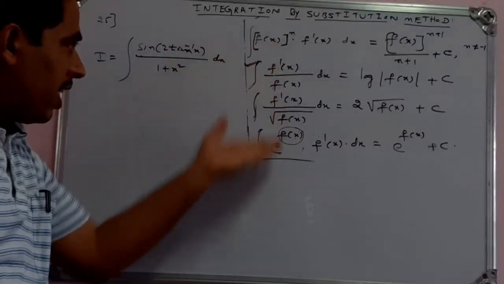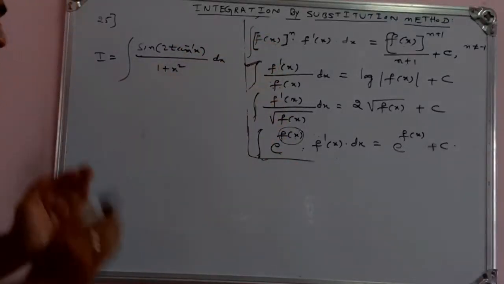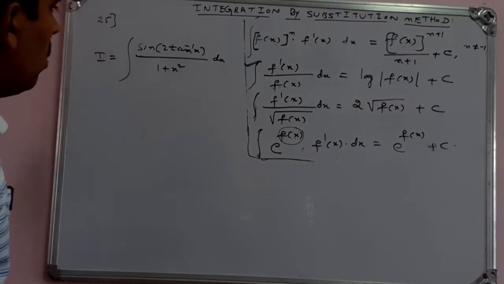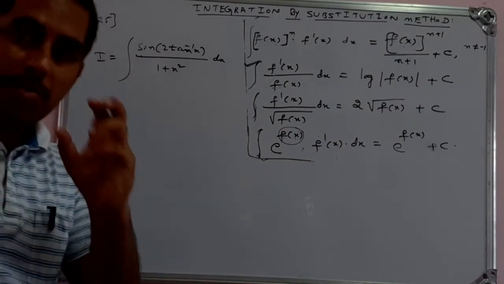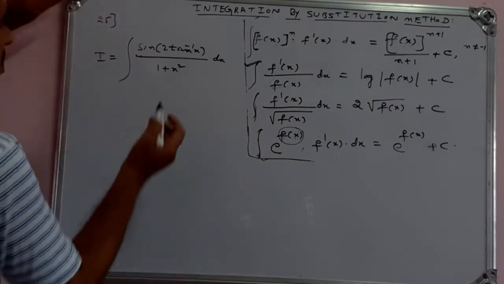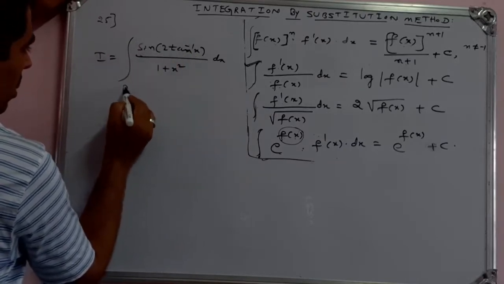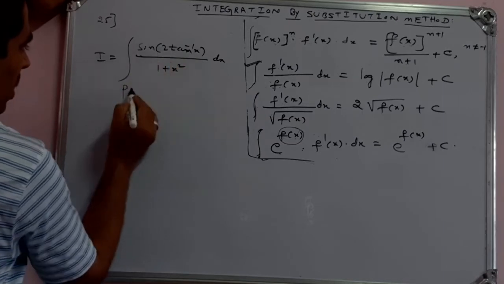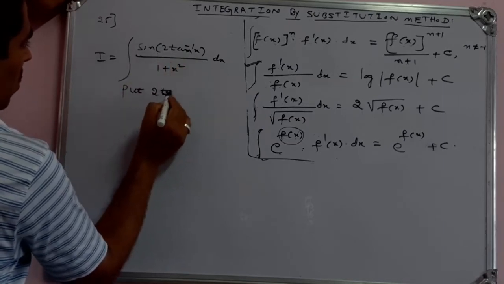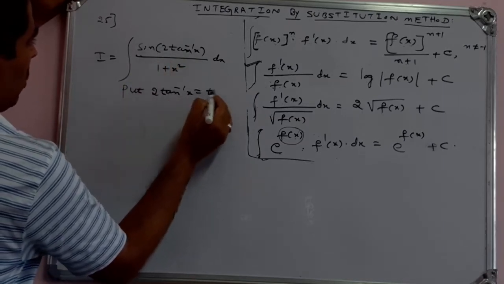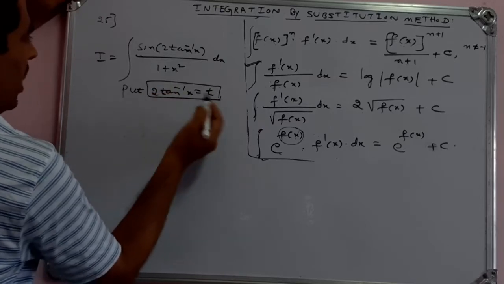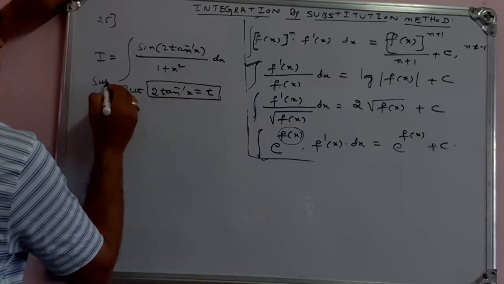These standard forms will not work here. So the only method left for us is the substitution method. What must be our substitution? Inside the bracket, sine of 2 tan inverse x, whatever is given inside the sine function, you put that quantity as t. This is our substitution. Put 2 tan inverse x is equal to t. This is the substitution method.